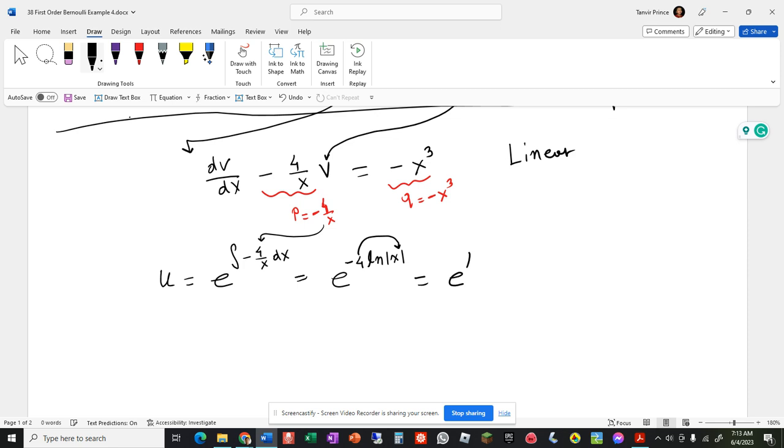So I get e to the power ln of 1 over x to the 4, because x to the negative 4 is 1 over x to the 4. And because the exponent is an even number, 1 over x to the 4 can never be negative, right? It's always positive. So I can drop the absolute value. So I end up with just 1 over x to the 4, because e and ln are inverse functions. So they cancel each other.